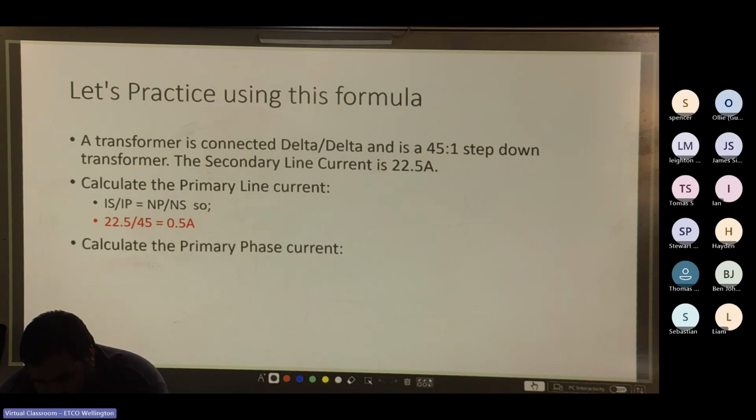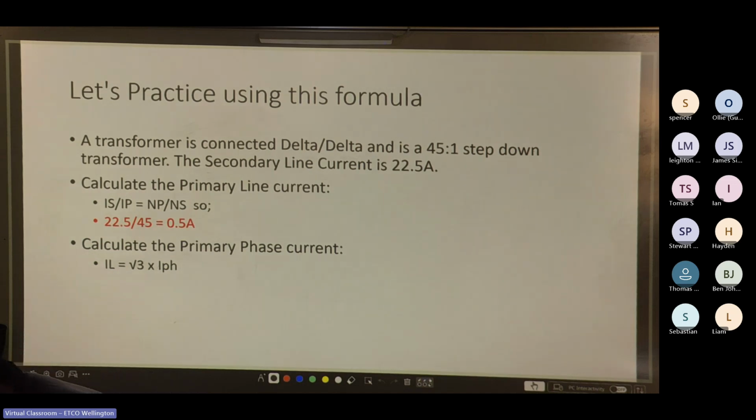So now we can calculate the primary phase current. We take our formula again, IL equals square root of 3 times I phase, and we can divide the line current by the square root of 3. Giving us 0.5 divided by the square root of 3, which gives us 0.29 amps in the phase.